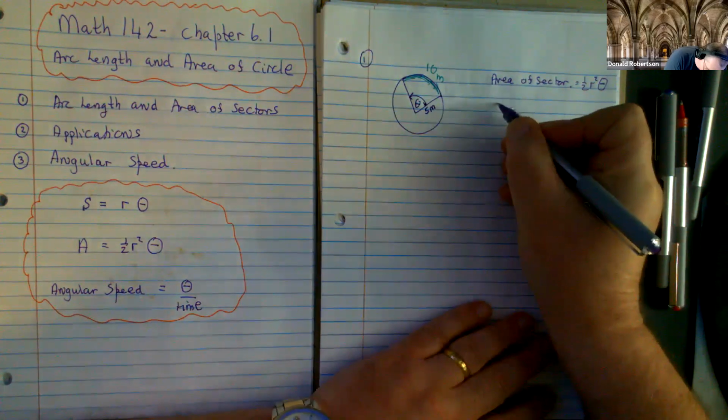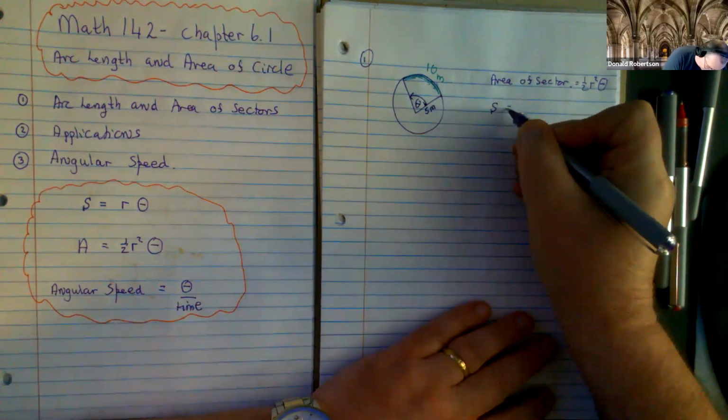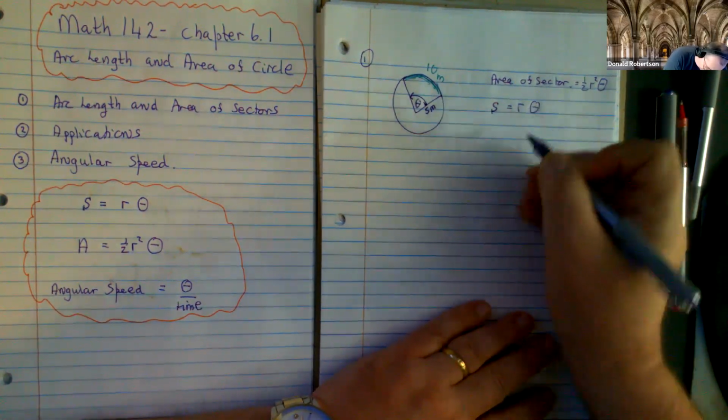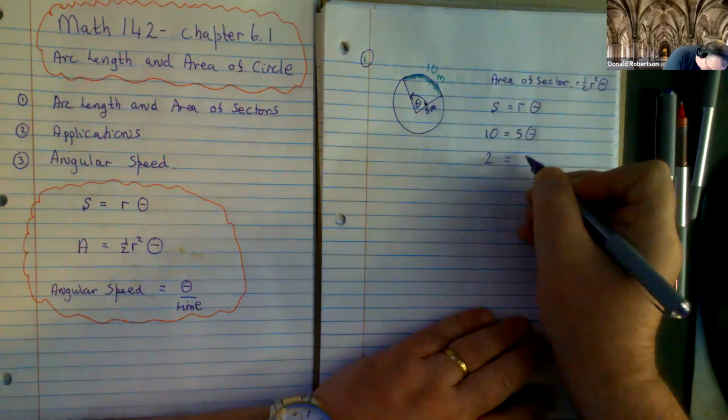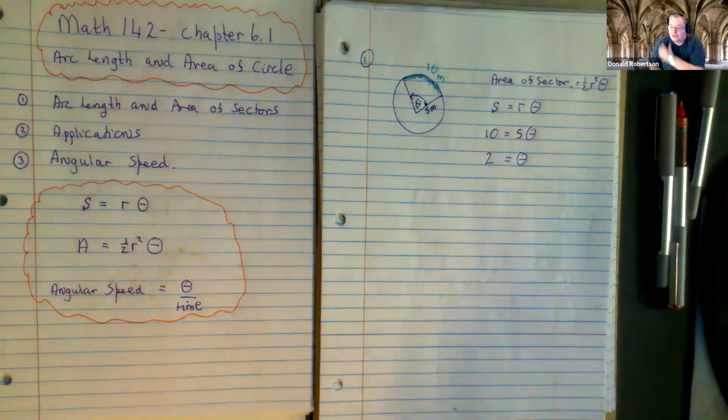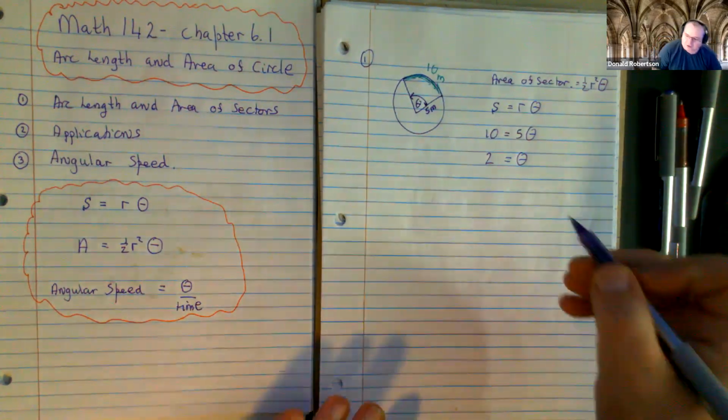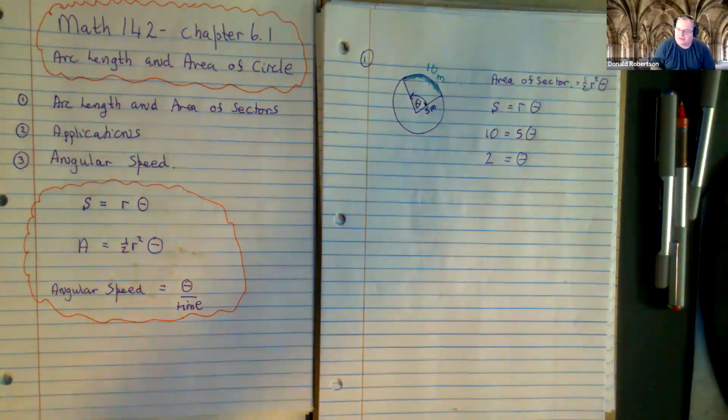So the arc length is r times theta. 10 is 5 times theta. You know, I've made the question nice and easy for me. Theta is 2, and 2 radians, right? We all understand that the angle's radians unless they tell you otherwise, right? So the angle is 2 radians.